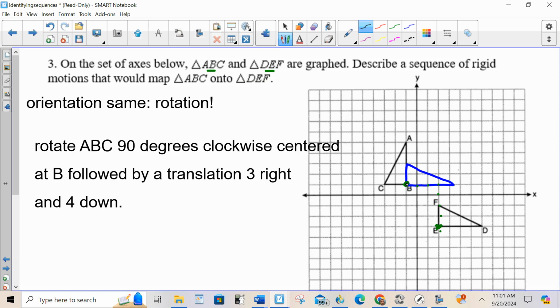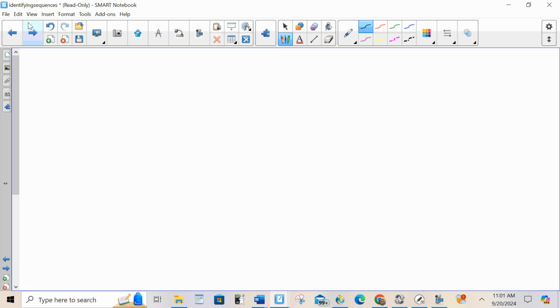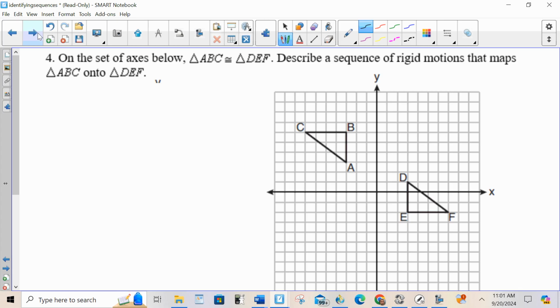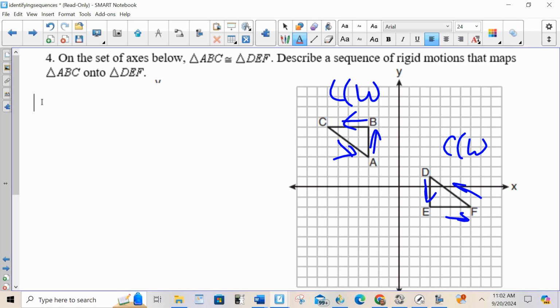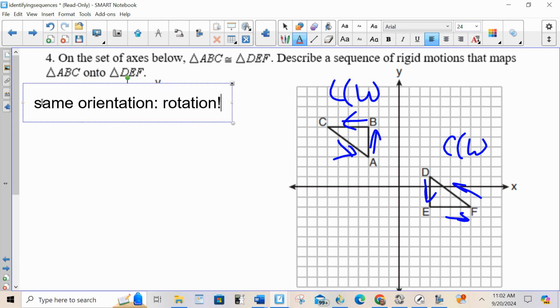Let's do one more. I put a lot of practice problems into this lesson. It's very important. Check for orientation. A, B, C. That is going counterclockwise. D, E, F. That is going counterclockwise. The orientation is the same. Therefore, it's going to be a rotation.